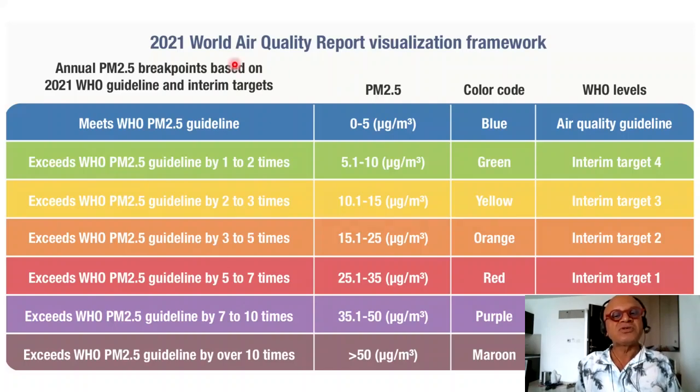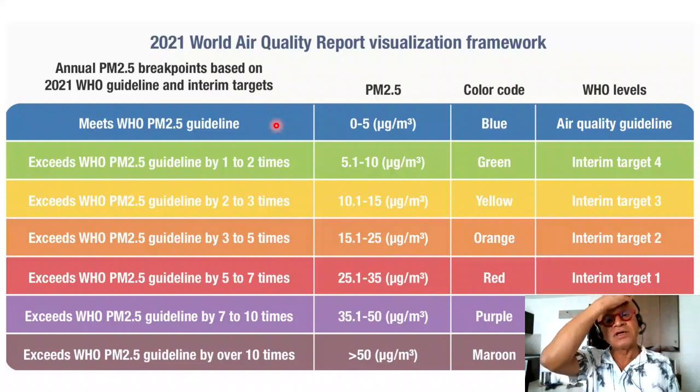The approach used here, the 2021 World Air Quality Report Visualization Framework, which has a very nice interactive graphics report online that you should visit. So they're looking at annual PM 2.5 breakpoints based on 2021 WHO guidelines and interim targets. We should say that sometimes countries set a higher threshold for acceptable air quality limits compared to WHO standards. WHO may be setting 10 to 12 micrograms per meter cube as the threshold above which air quality is bad, but some countries may set it to 20 based on their own data and so on.